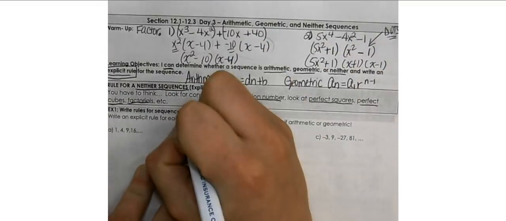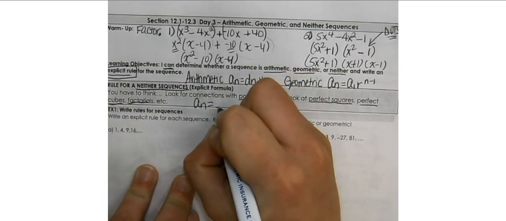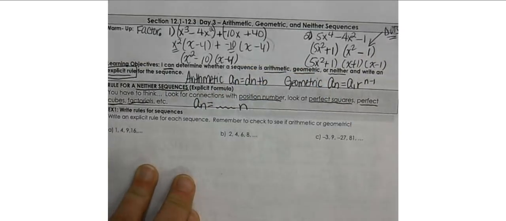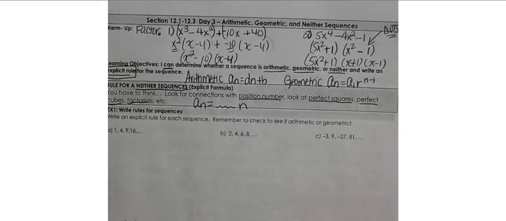But whenever it comes to explicit formulas, you're going to have a sub n is equal to something related to n. You're going to have some sort of n involved in your problem. You are not going to be working with a sub n minus 1, and you will not be working with a sub n minus 2. So please just keep that in mind.